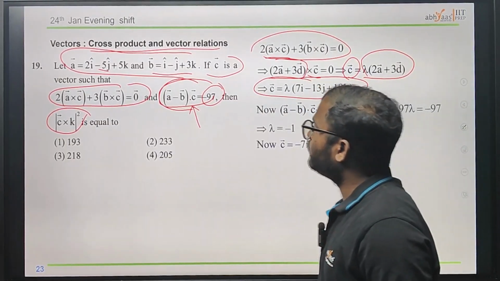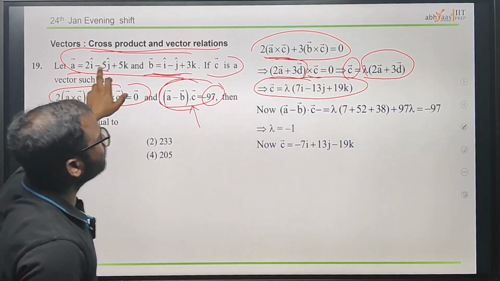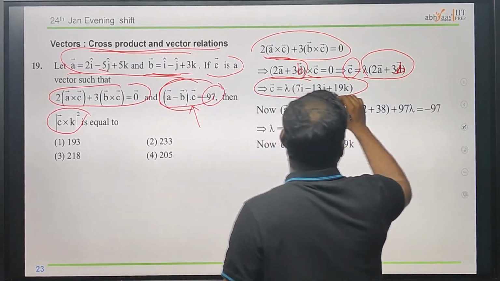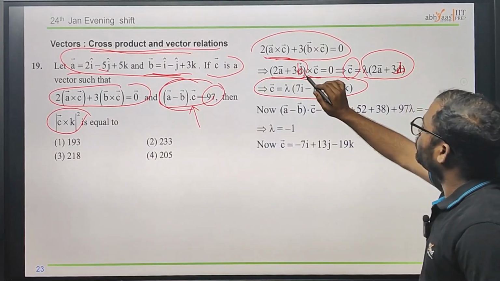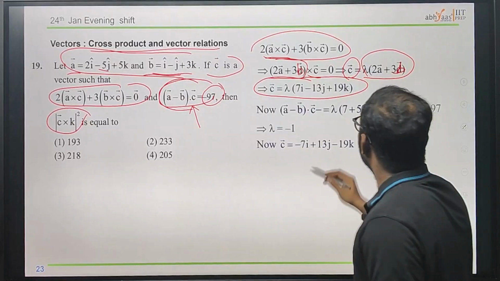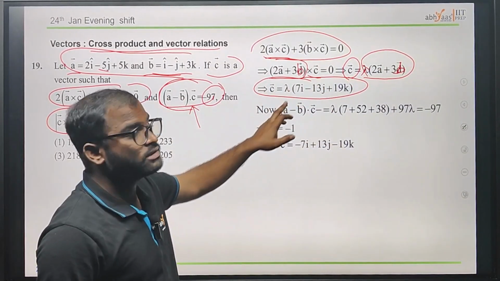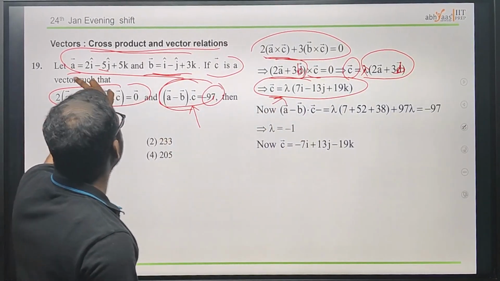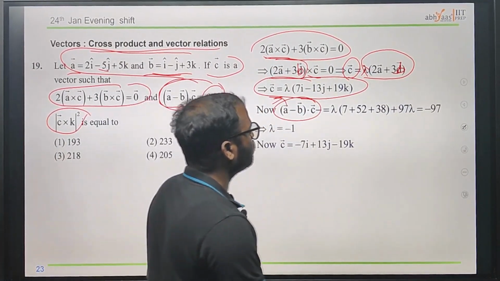How this b bar came: see here we got the a bar and b bar. That's how we got the thing, by taking the common of it, 2a bar and 3b bar, and using the properties of it we got this 2a bar plus 3b bar, which is into lambda. Now we got c as the product which gives 0. For that reason we can write it as 2a bar plus 3b bar. Just adding this 2, we got this one. Now we need to do a minus b bar. After doing that we got this one.